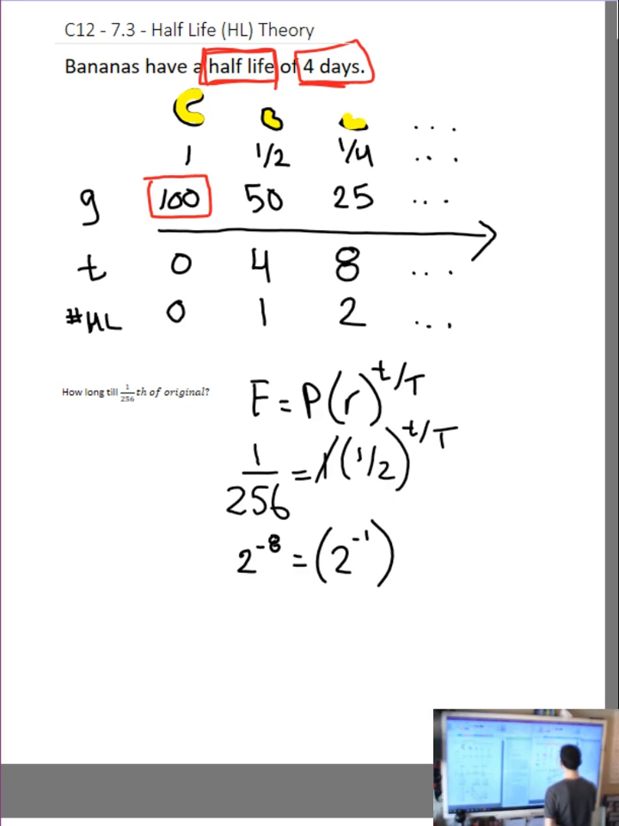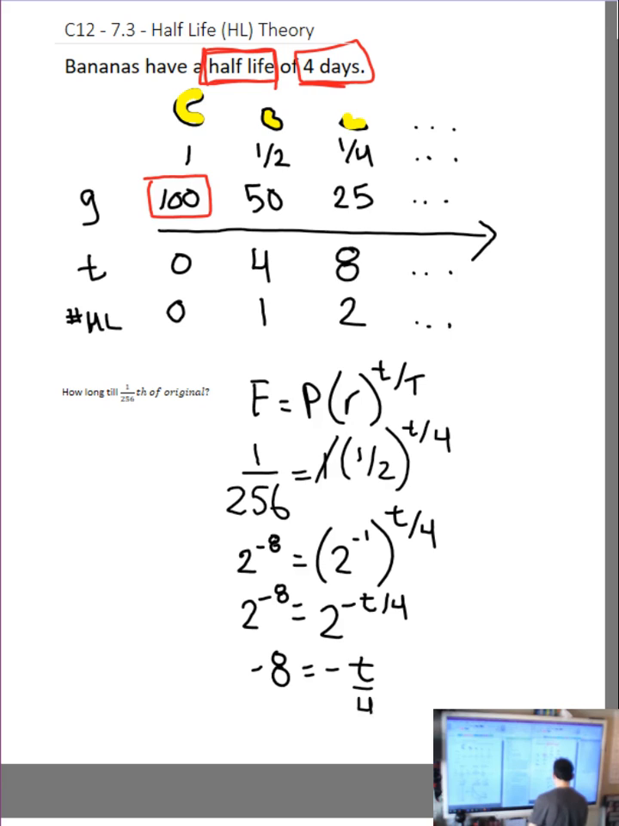And excuse me, I forgot to put 4 on the bottom of the fraction, to the t over 4. Now on the right hand side I can simply multiply my exponents together, and then I have the same base, so I can make my exponents equal to each other. And if I times both sides by -4, I get t equals 32 days. Don't forget your units.